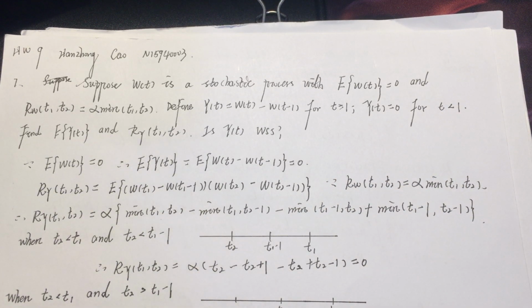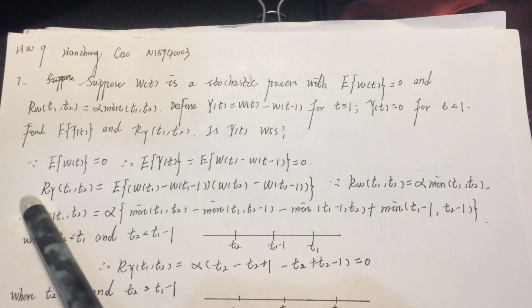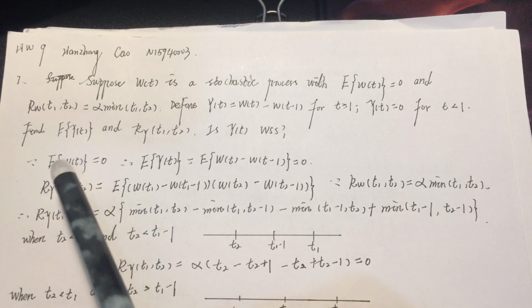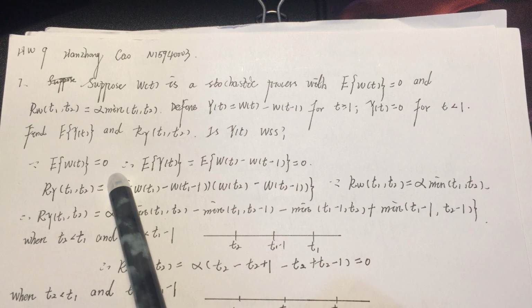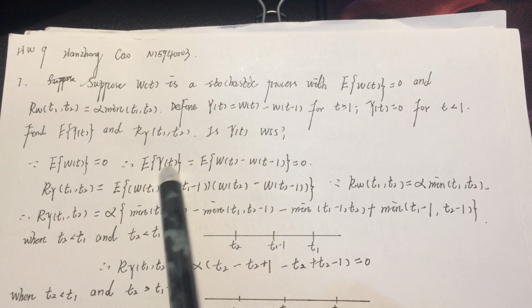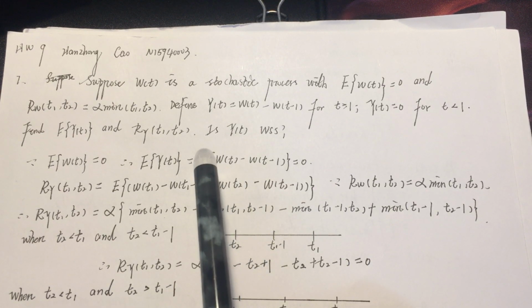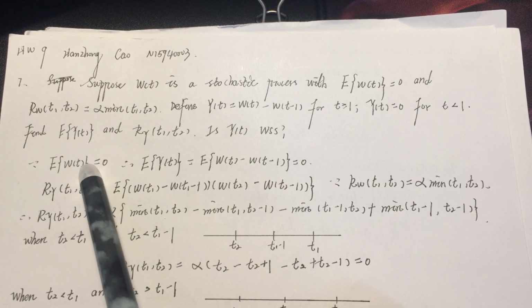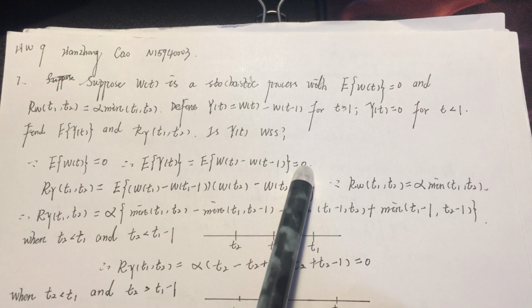So if we want to calculate the expectation of Y(t), firstly we know that the expectation of W(t) is equal to 0, and we just plug in Y(t) equals W(t) minus 1. We know it equals 0, so the following equation equals 0.